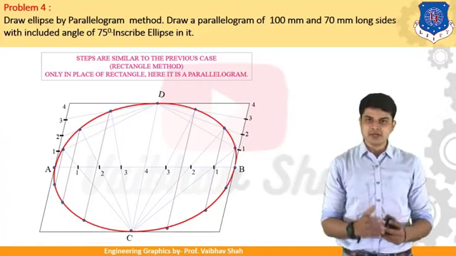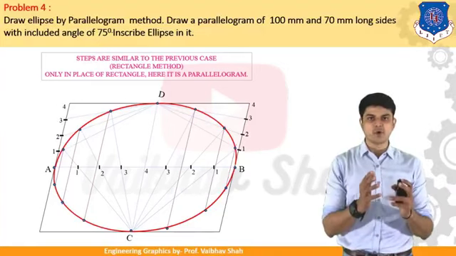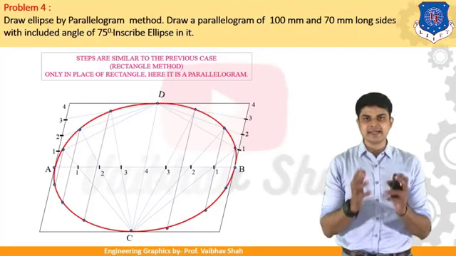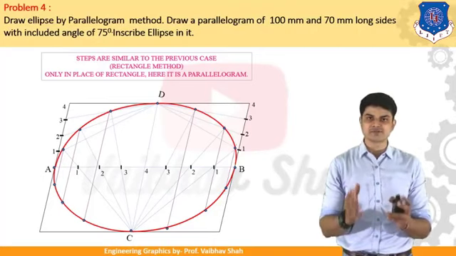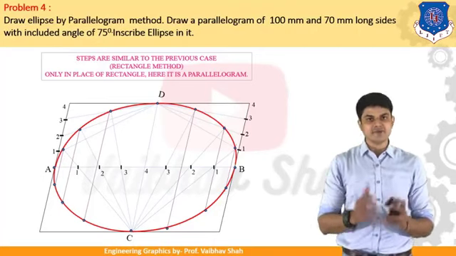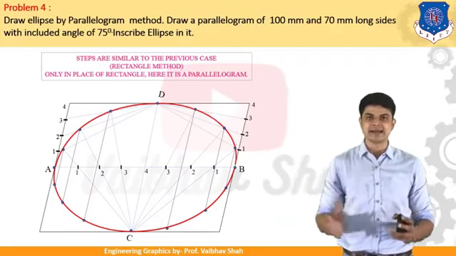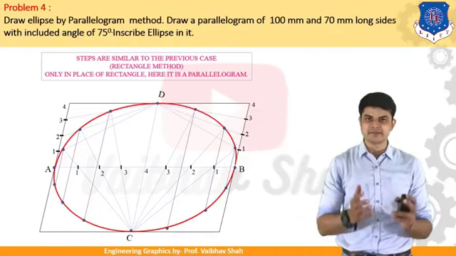So now, what is the difference between the ellipse generated by the rectangle method and the parallelogram method? The rectangle method and parallelogram method are both the same, but the difference is that in the rectangle method, the angle between the two lines, horizontal as well as vertical, is 90 degrees, whereas in our case, the angle between this horizontal line and this inclined line is 75 degrees. That is the main difference.